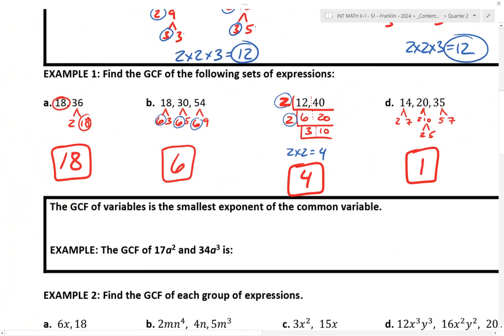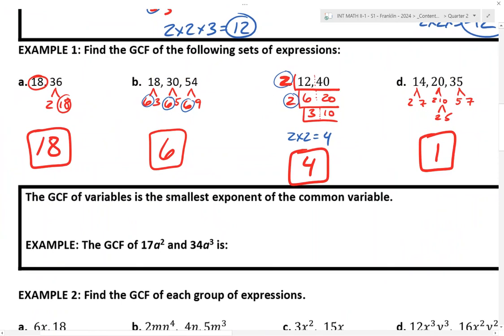Okay, so that is how you find the GCF of a list of numbers, or at least a few strategies for how to come up with the GCF of a list of numbers without spending all the time to do complete prime factorization for each one.